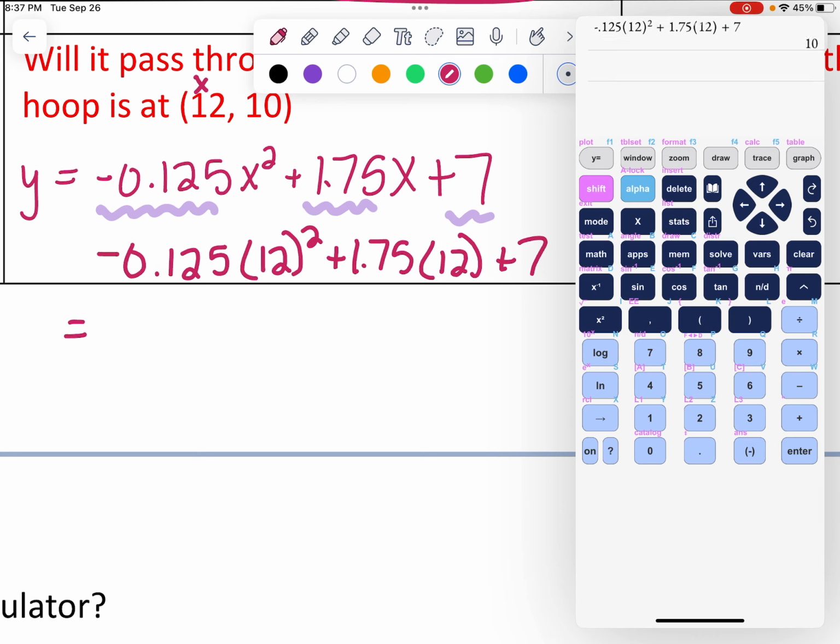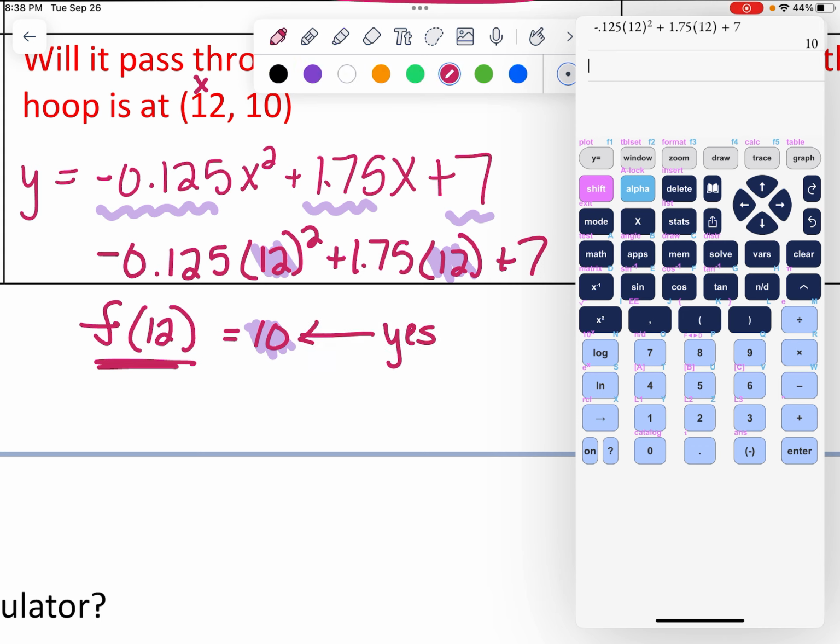So in other words, I'm going to write it mathematically because why not, right? F of 12, when I plugged in 12, I got 10. That's essentially what I'm saying. When I plugged in 12, I got an answer of 10. So will it go through the hoop? Absolutely, as we got the point 12 comma 10 when we plugged it in. So it's going to be a perfect swoosh.